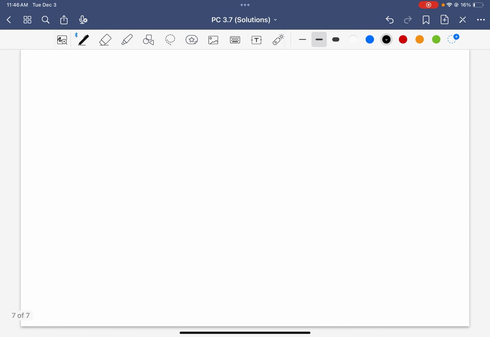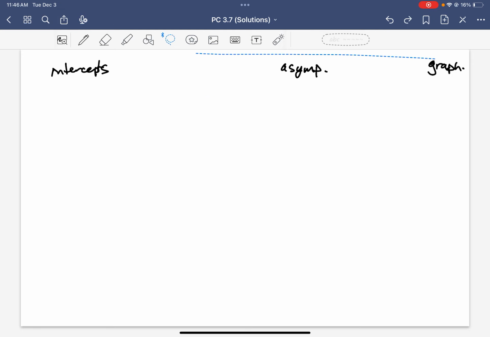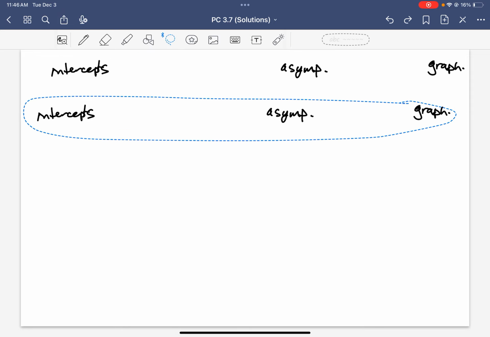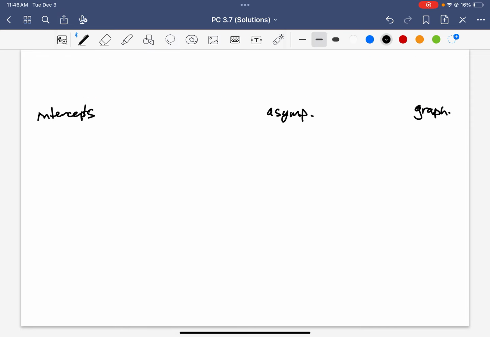We look at 39. It wants us to find the intercepts, the asymptotes, and to graph it. So for the intercepts, the first thing I'm going to do before I do anything is factor it out. So let's see what it is. It's 2x minus 3 over x plus 4. I think it's factored completely. So always factor first if you can with a rational expression.